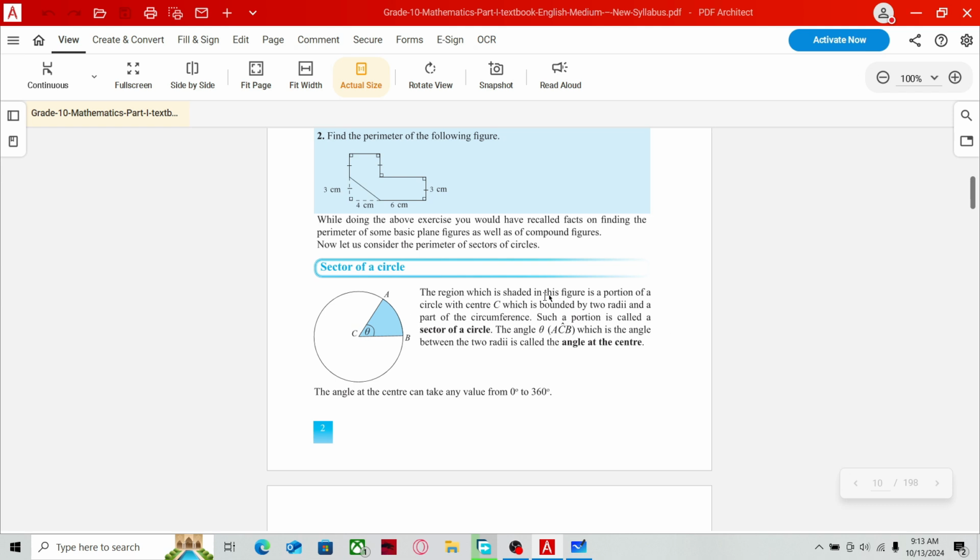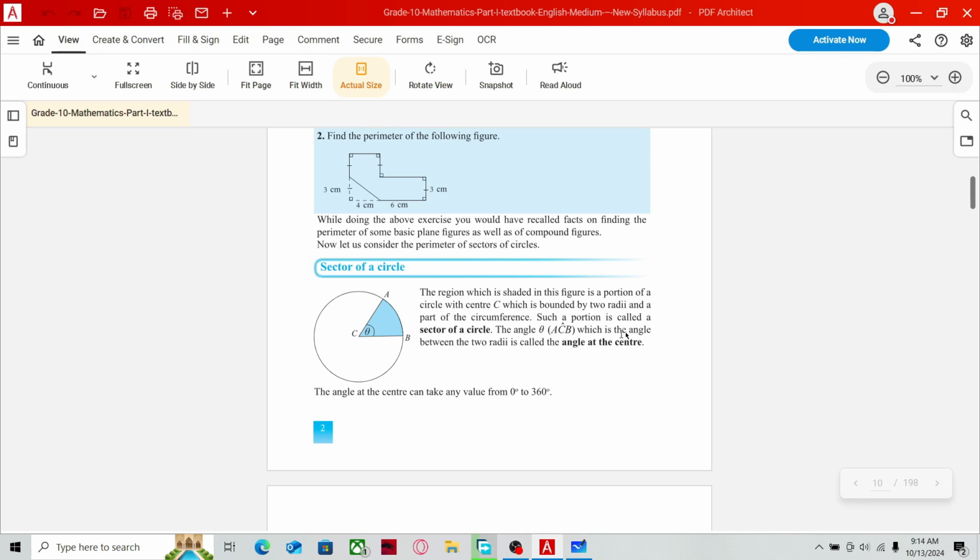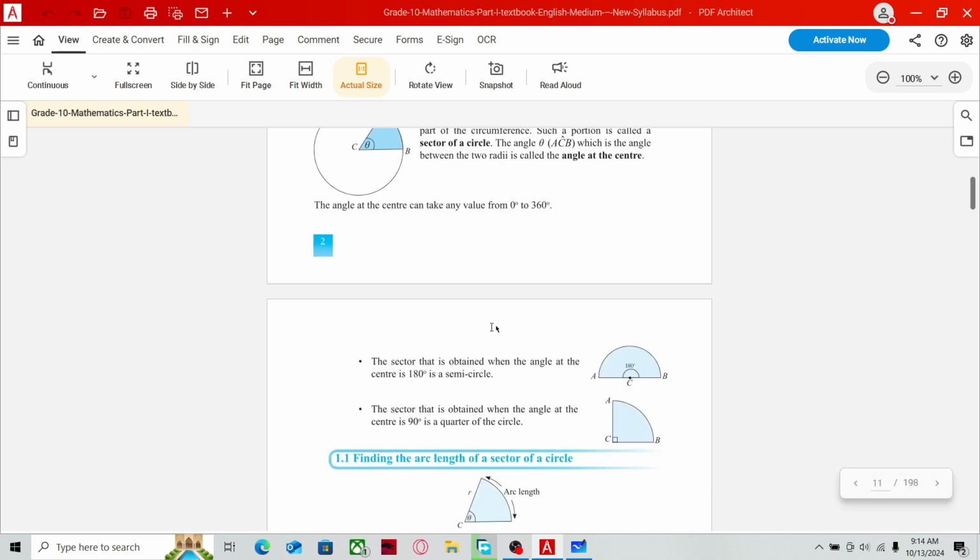So in sector of circle, what do you need? What are the conditions? You need to have two radius, a specific angle given at the middle, right? So it says here the angle theta. That symbol is called theta. What symbol? This symbol. This symbol is called theta. It means the angle, the unknown angle, which is the angle between the two radii, called the angle at the center. So that's called a sector of a circle, right?